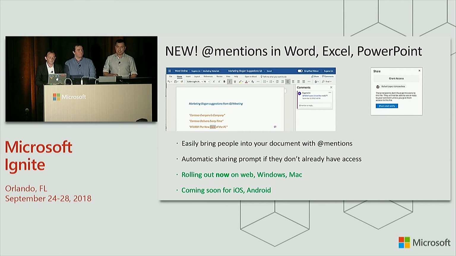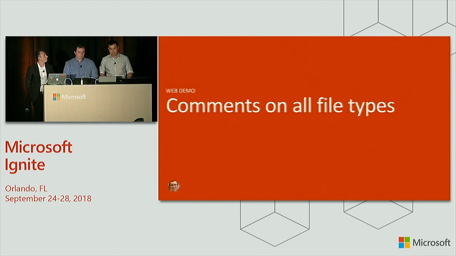And with the integration we just showed you, you'll get an automatic sharing prompt if you mention someone who doesn't already have access to that content. So you can pull people in whether they already have access or not. This is going to be rolling out on web, Windows, and Mac, and it will be coming soon to iOS and Android as well. So we're really excited to be showing you that.